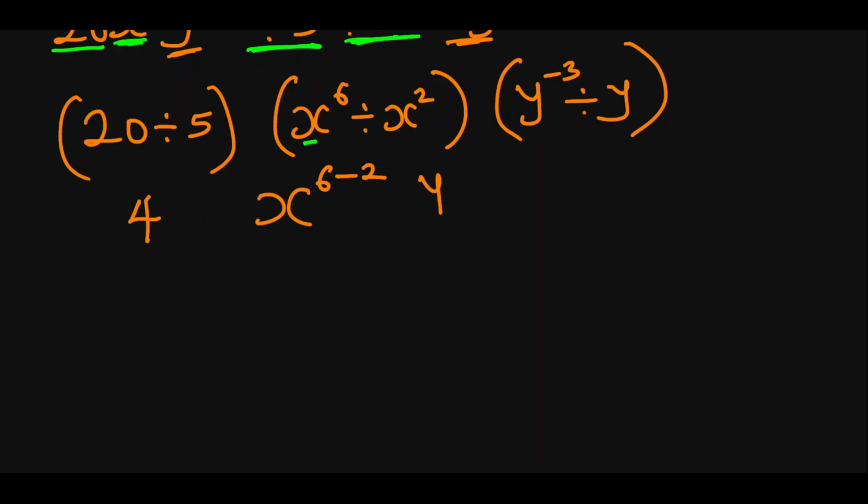Then for y raised to power minus 3, this y here has 1. So y raised to power minus 3 divided by y raised to power 1.